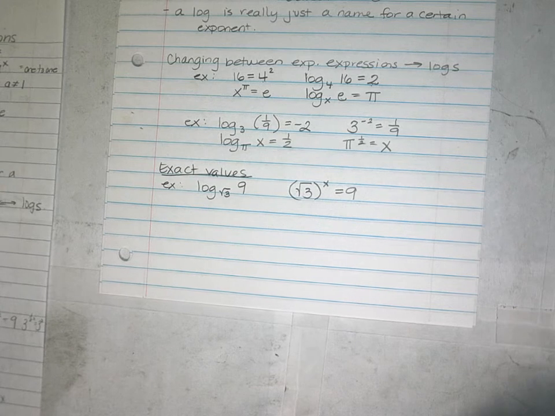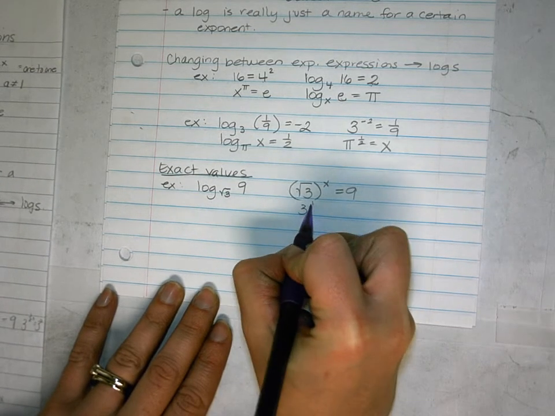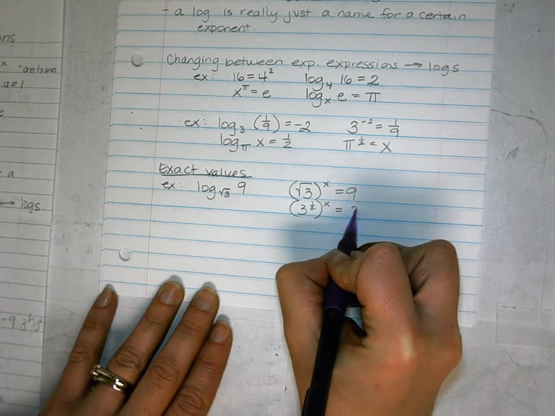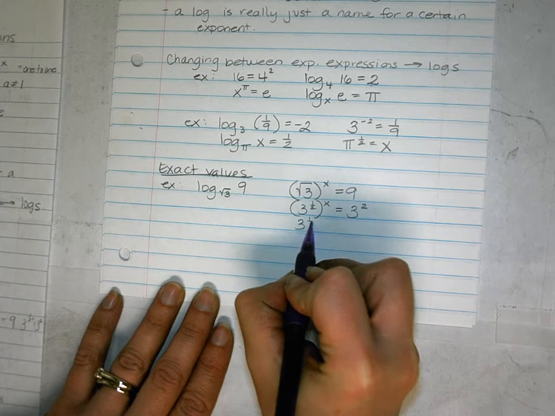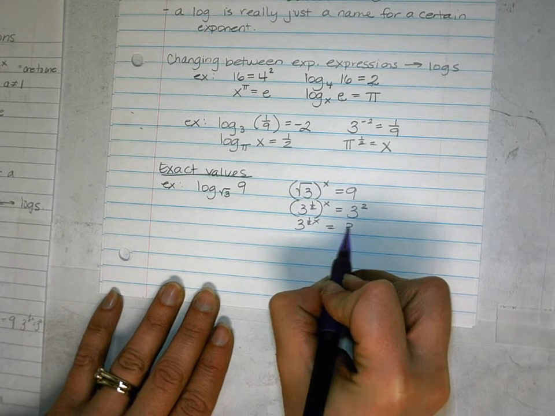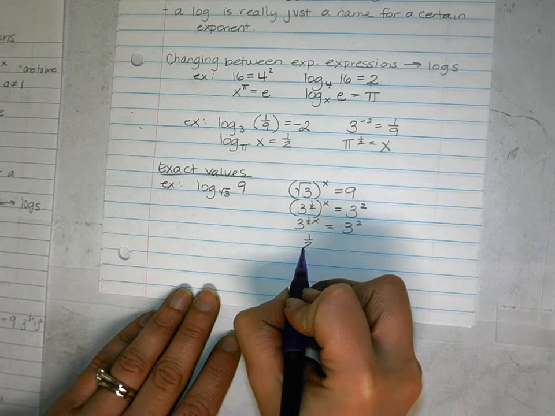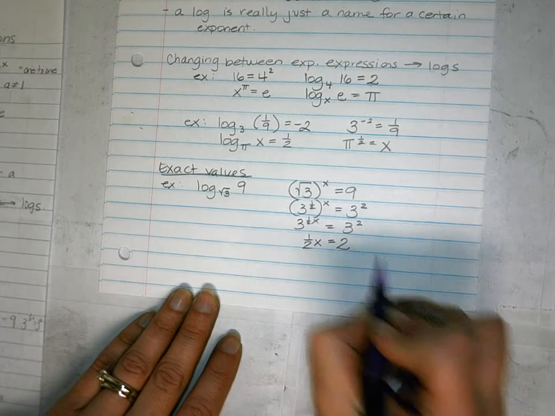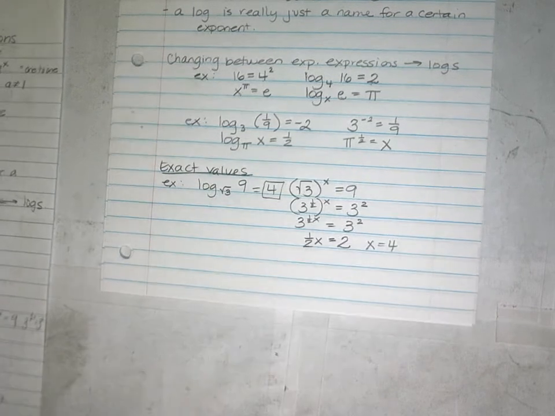And using the methods that we used yesterday in our homework, you can say that this is 3 to the 1/2 power to x, and then 9 is really 3 squared. Exponents in this case multiply. So we have 3 to the 1/2 x equals 3 squared. And since our bases are now the same, we say for what x value does 1/2 x equal 2. In this case, x equals 4. So this whole thing would equal 4.